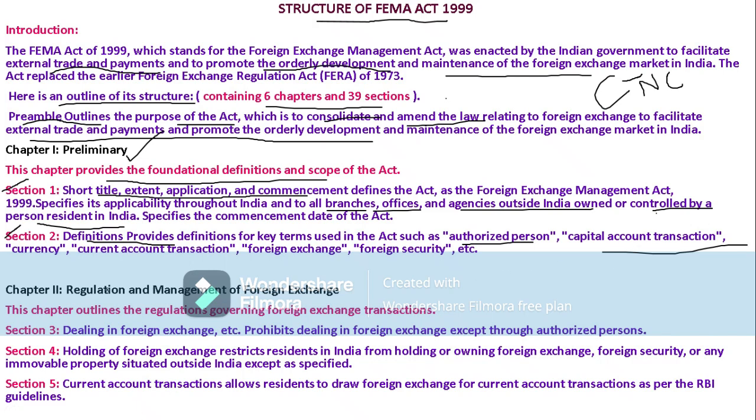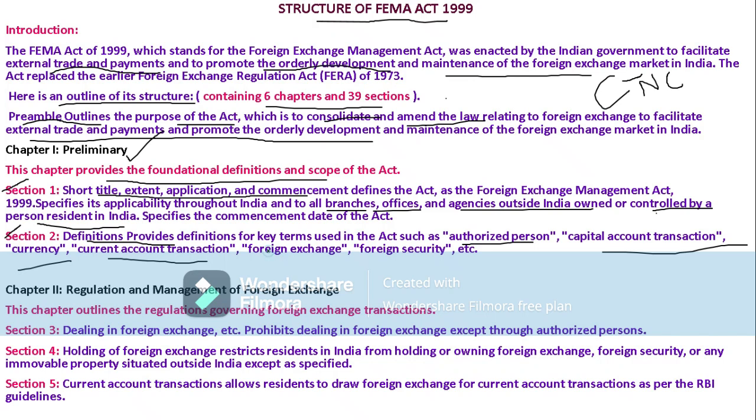Likewise, currency. What does currency mean? As I said before, currency means not only notes and coins, but also letters of credit, bills of exchange, debit cards, credit cards; everything comes under currency. Likewise, current account transactions. What are current account transactions? We can say short-term transactions, day to day, daily business activity transactions can be considered current account transactions. For that also they have given certain definitions.